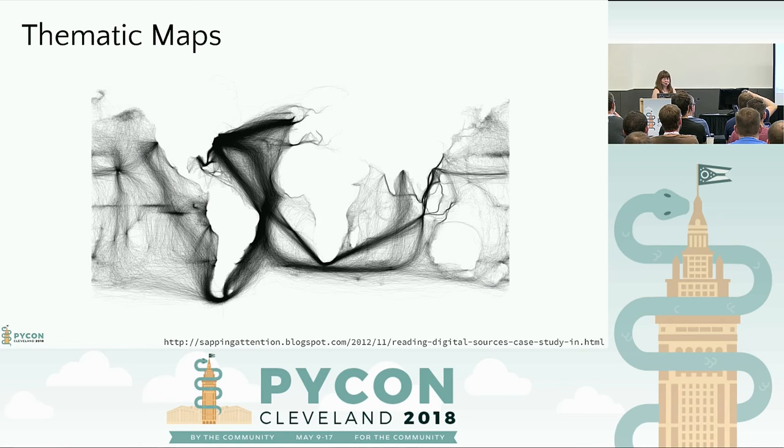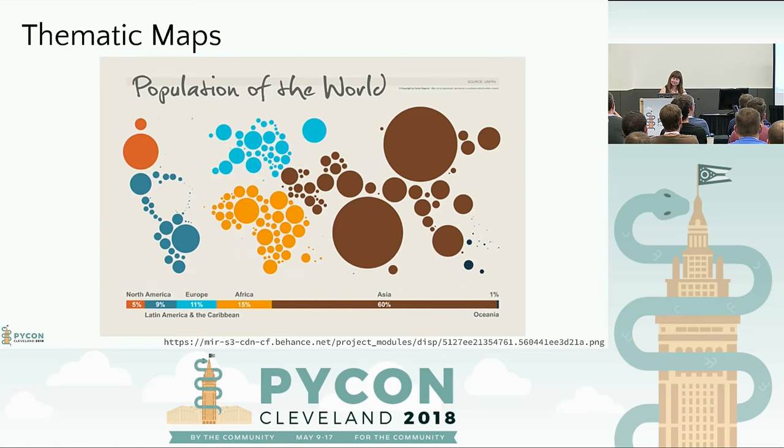And thematic maps can also be really creative. There are infinitely many things to map, like paths taken, ship routes. Maps can also ignore all sense of actual shapes and give you bubbles for some kind of variable, like population of the world in this case. I would say this is a map.